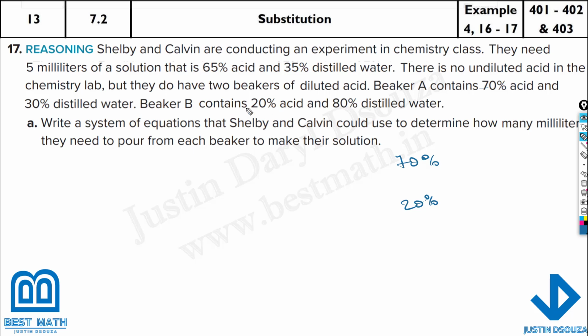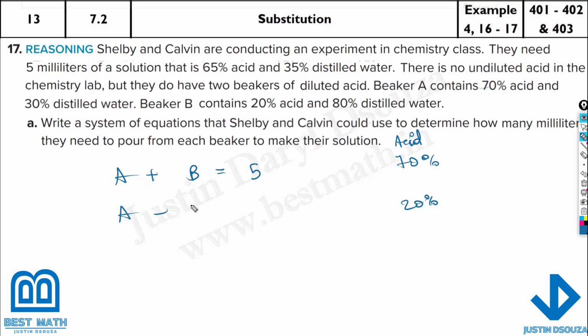That's not required. And beaker B has 20% of acid. We are focusing on the acid mainly. That's 70% and 20%. Write a system of equations that Shelby and Calvin could use to determine how many milliliters they need to pour from each beaker to make their solution. Now there are 2 beakers, beaker A, beaker B. If you add them up, how many milliliters are required? They need 5 milliliters. That's the first basic equation.